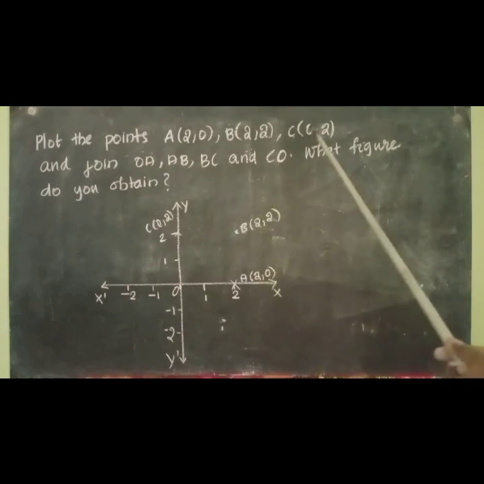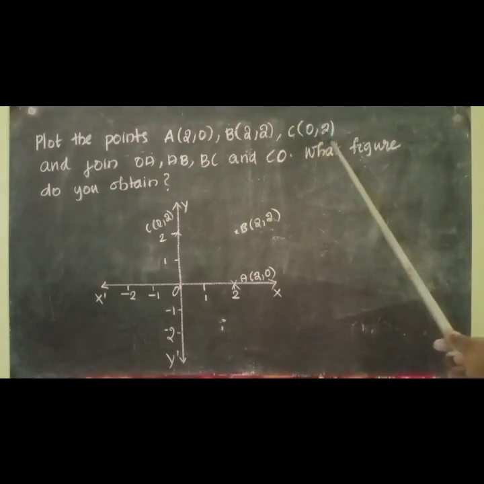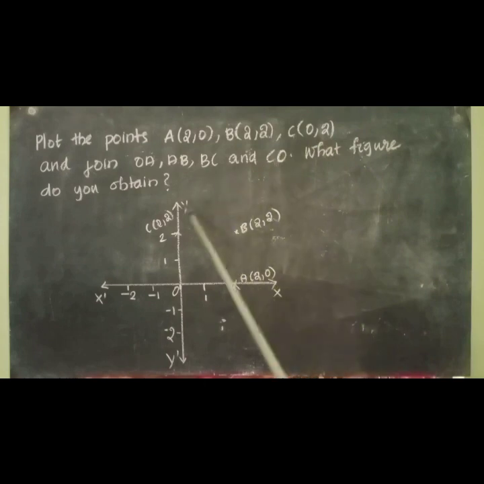Then the third point is 0, 2. 0, 2 means x coordinate 0, y coordinate is 2, so it is on the y-axis. This is the point 0, 2. So we plotted 3 points. This is 2, 0. This is 2, 2. This is 0, 2. Now you can see one more question is there.